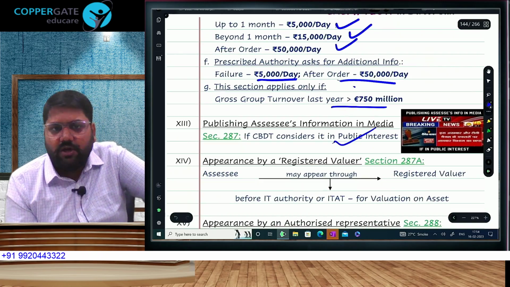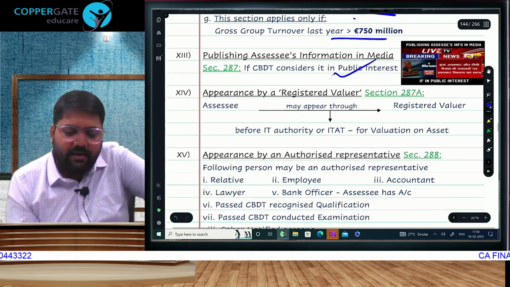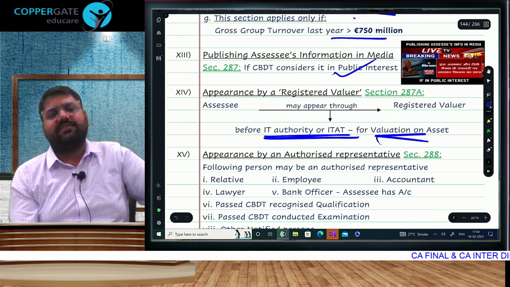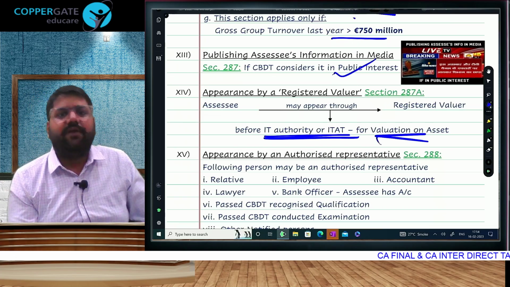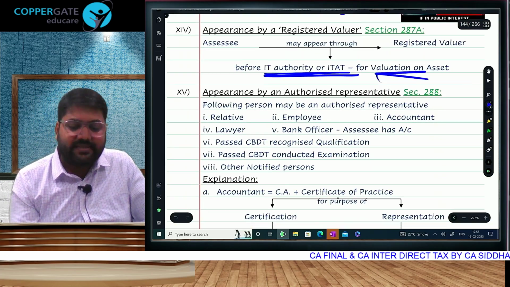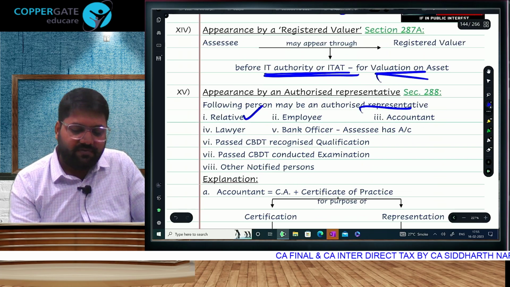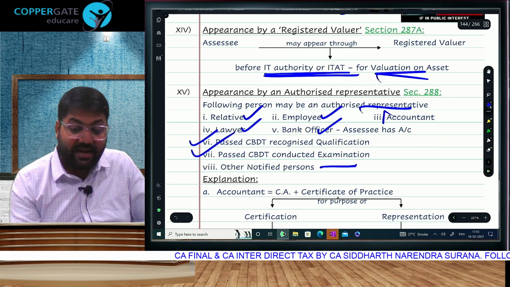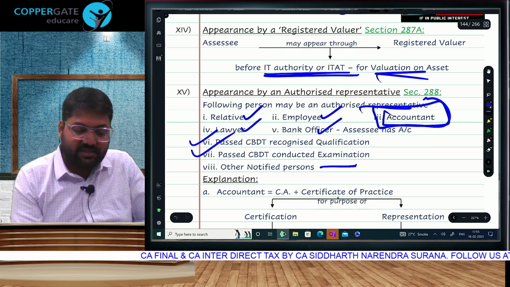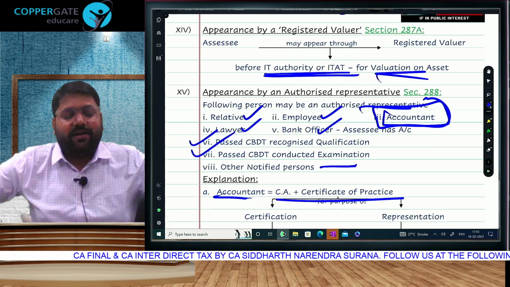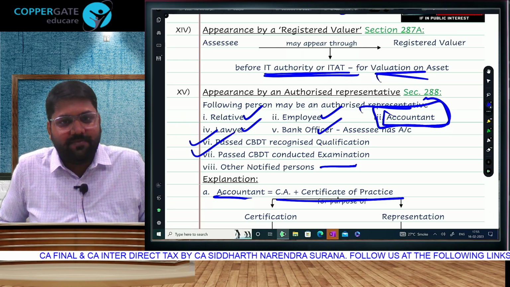If in public interest, your information will be given to the media. A registered valuer can appear before the IT authority or ITAT for explaining valuation. Obviously, in the High Court or Supreme Court he will not be required, because it's a question of fact. If you don't know the law, you can send your representative: a relative, employee, lawyer, bank officer, a person who passed a CBDT recognized exam, a notified person, and an accountant. And what is an accountant? CA with COP. The moment this definition of accountant is modified, finished, bye bye, goodbye, gone.